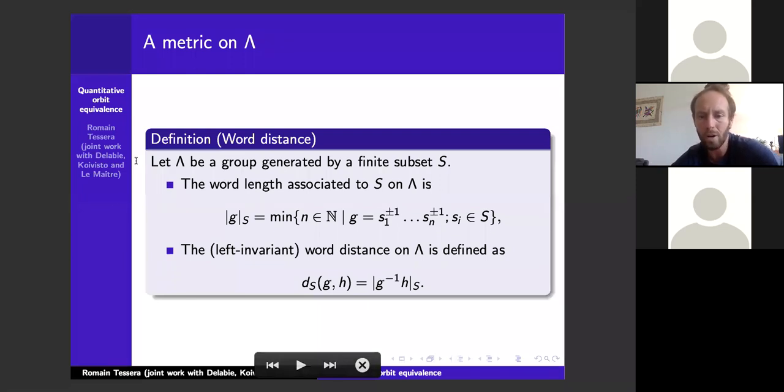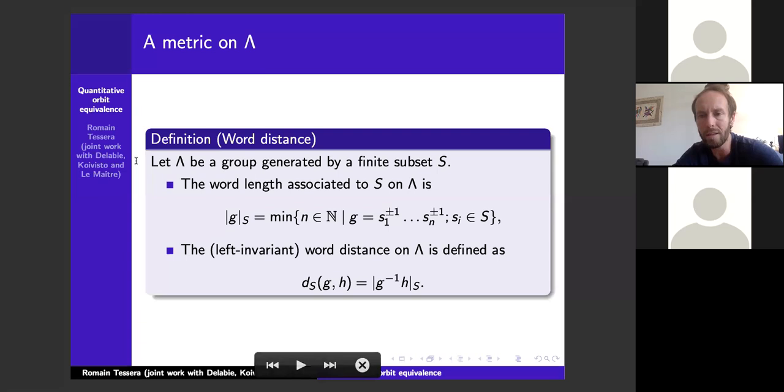And there is a left invariant word distance, which is defined by the norm, or the word length, of g^{-1}h. So this formula only means that what you are measuring when you are looking at the distance between g and h, you are measuring how many elements in S you need to multiply g on the right to get from g to h. Okay, and that's left invariant because you're multiplying on the right. Okay.